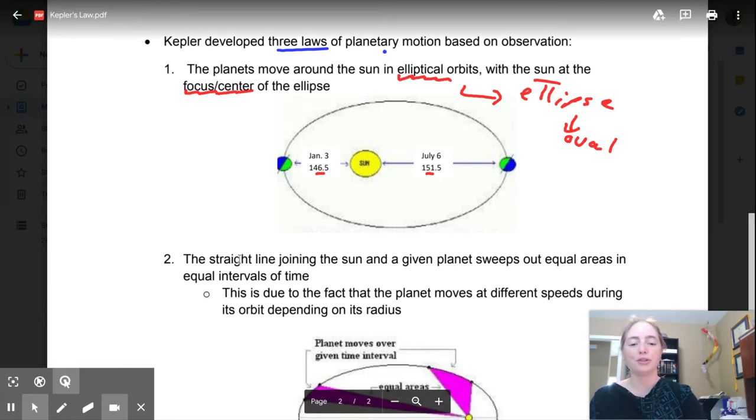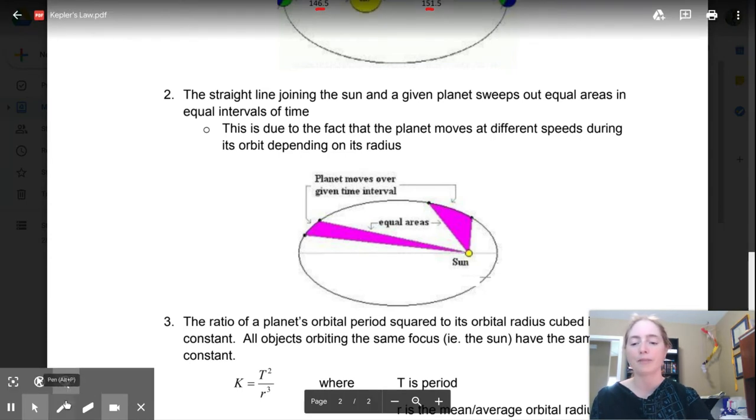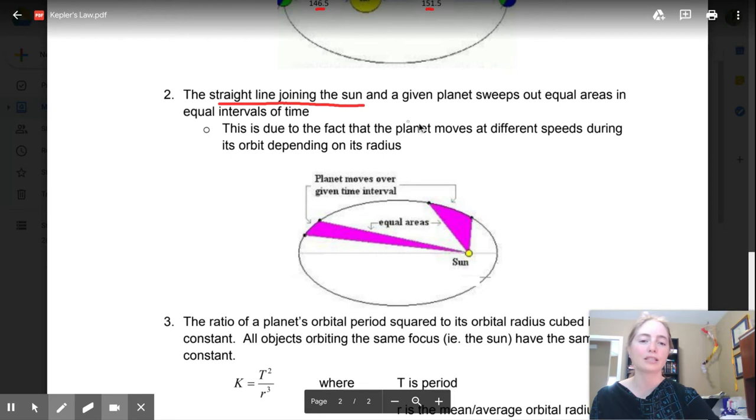Law number 2. This one's a little bit trickier, ladies and gentlemen. A straight line joining the sun and a given planet sweeps out equal areas in equal time intervals. Now that sounds really awkward. Let's put this in real terms instead of sweeps.